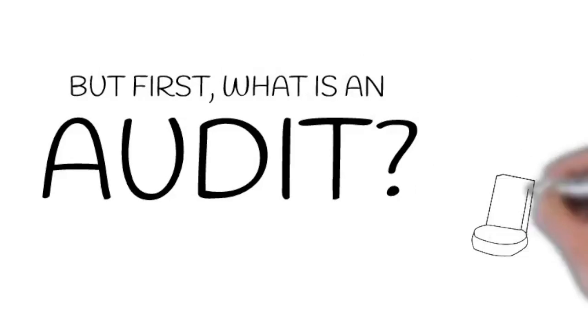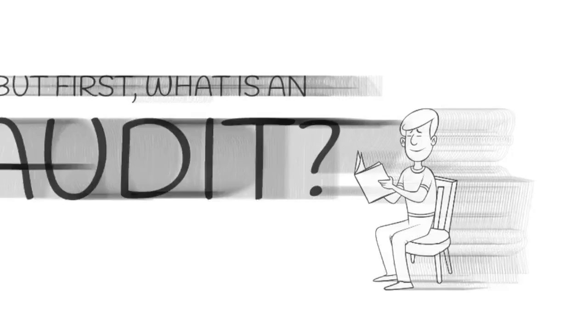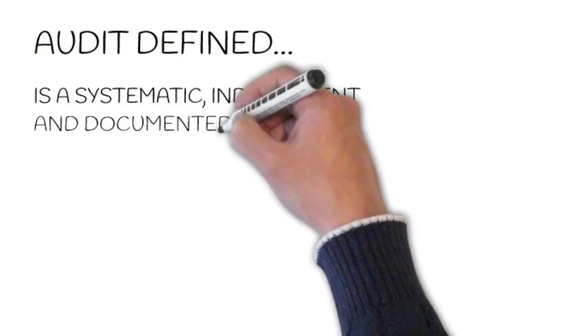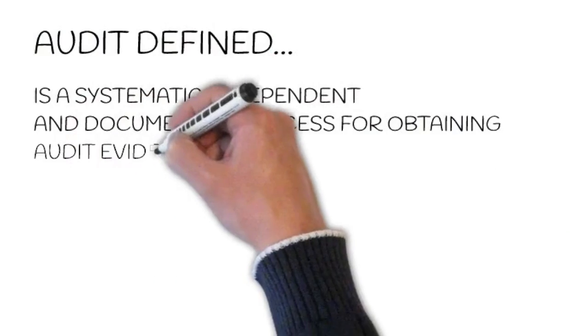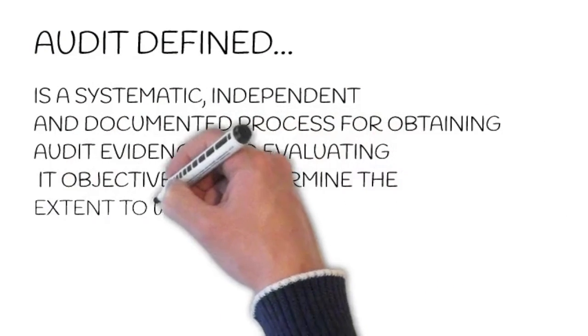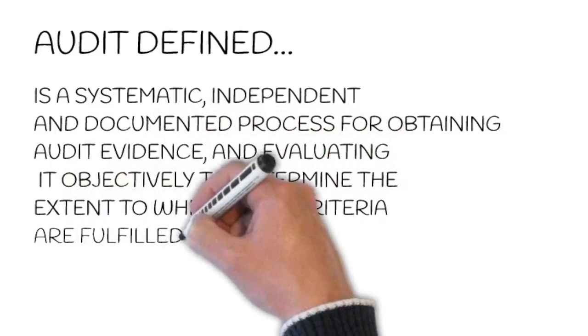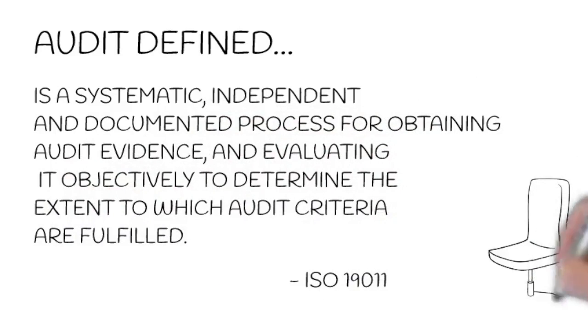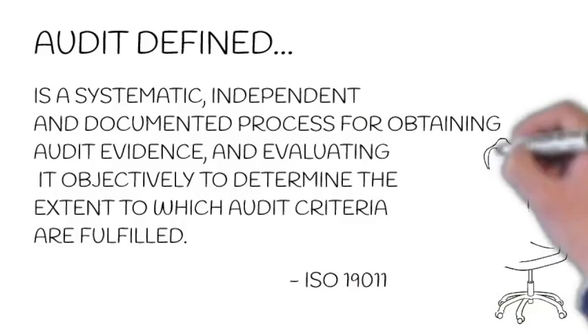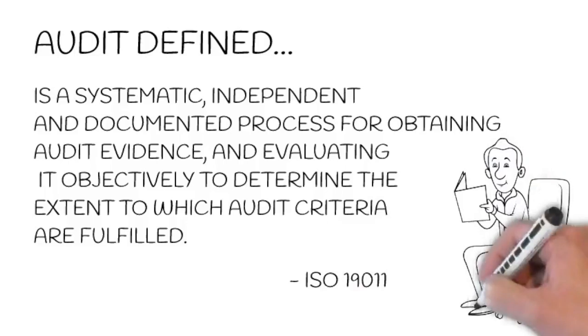Let us define first what is an audit. As defined by both ISO 9001:2005 and ISO 19011:2011 standards, audit is a systematic, independent, and documented process for obtaining audit evidence and evaluating it objectively to determine the extent to which audit criteria are fulfilled.